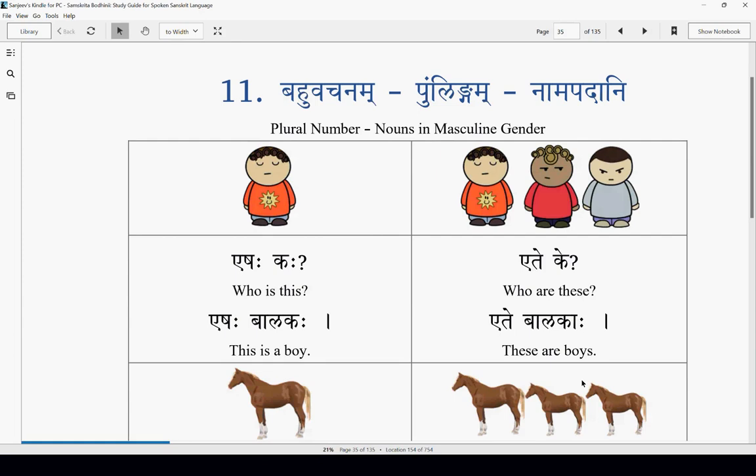So, what is the bahuvachanam for Parvataha? Parvataha. So, ete Parvataha. So, you can use that. Eshaha Parvataha, ete Parvataha. Okay, ete Parvataha.